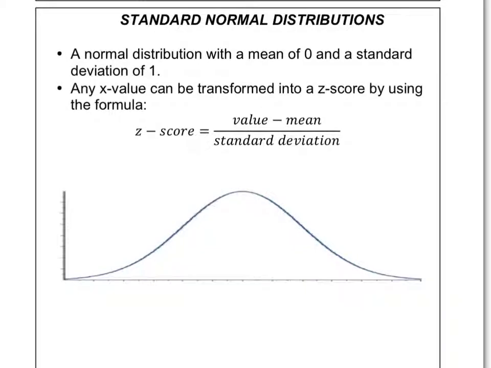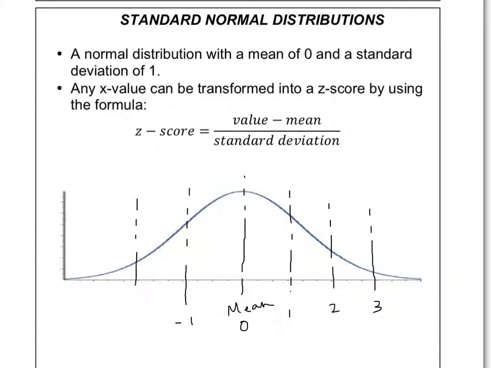A standard normal distribution is a normal distribution with a mean of 0 and a standard deviation of 1. As you look down at the chart, what always goes in the middle? The mean does. In a standard normal distribution, the mean is going to be 0 and the standard deviation is 1. So I'm going to go 1, 2, and 3, and then -1, -2, and -3.